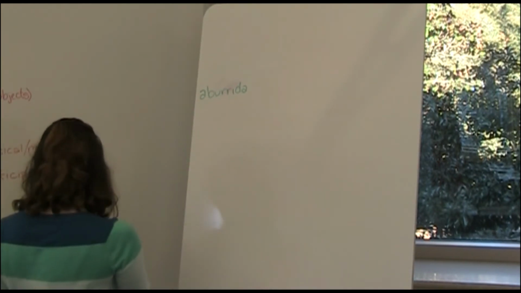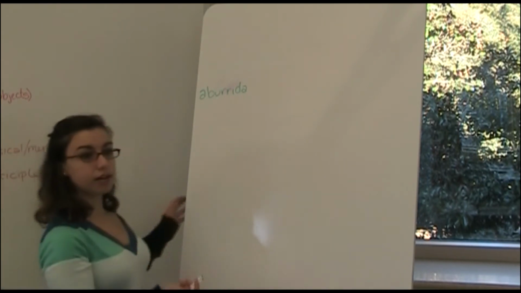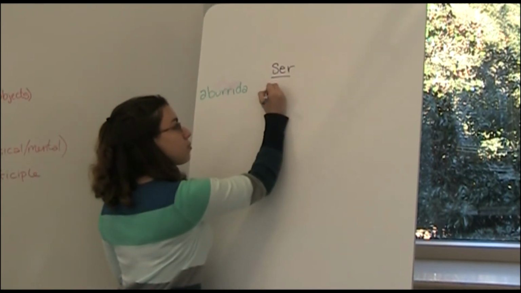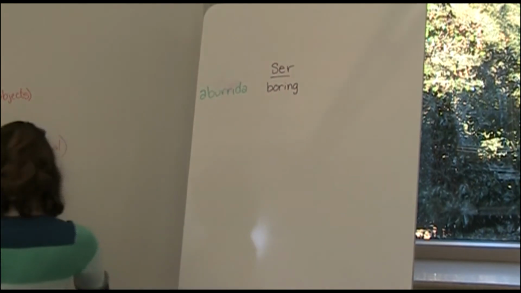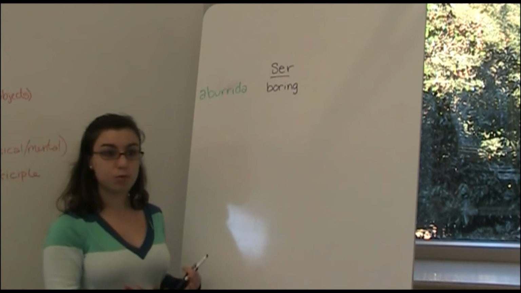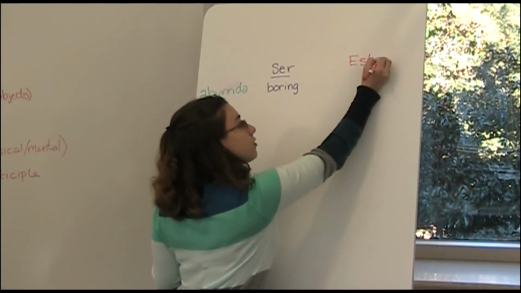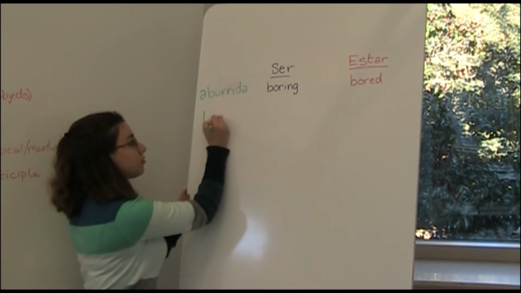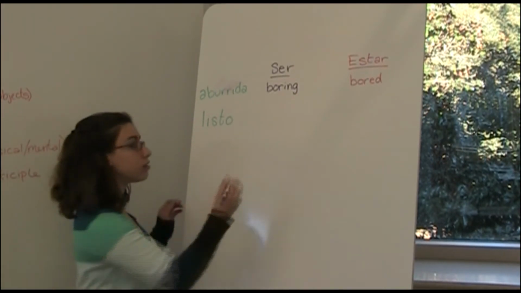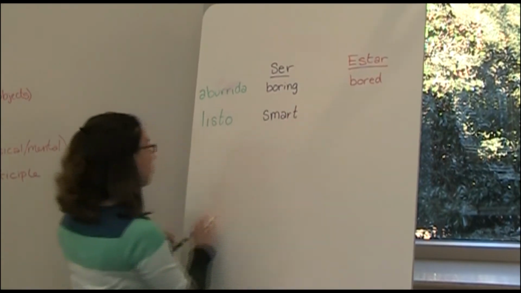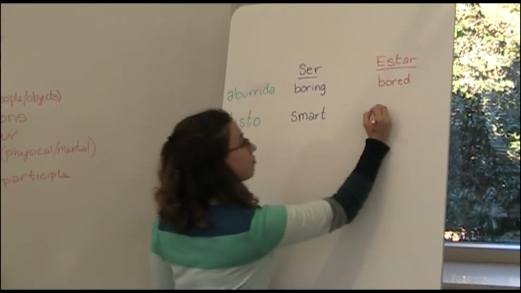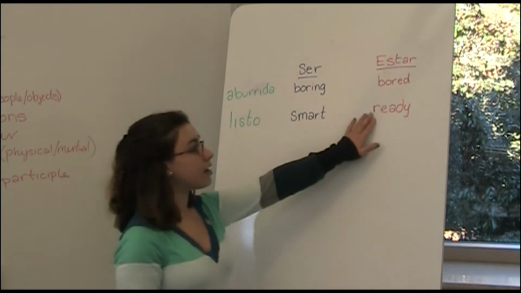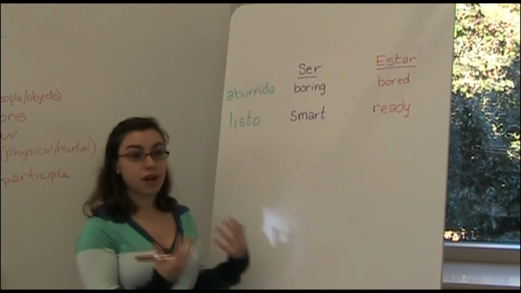Aburrida is the first. When used with ser, it means to be boring, to be a boring person, that sort of thing. So with ser, it's boring. Whereas with estar, it means to be bored in that moment. Our next adjective is listo. With ser, this means to be smart. Whereas with estar, it means to be ready. Again, this is the permanent characteristic. The person is smart. Whereas here it could be, it's temporary, the person's ready for the exam.